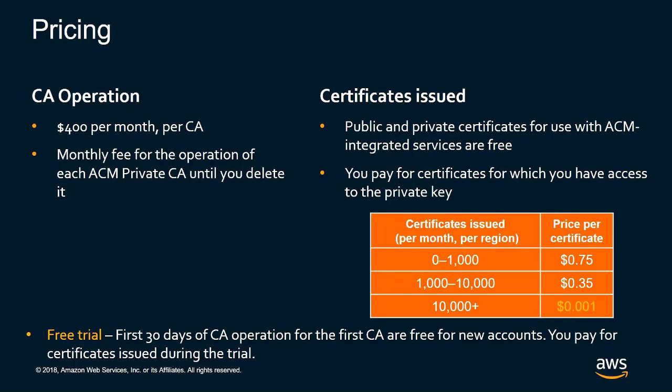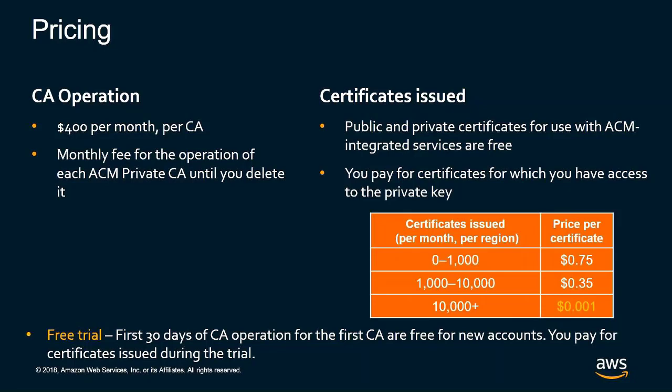You pay for certificates for which you have access to the private key. So either if you request certificates through standalone mode, or if you request them through ACM and export them, you pay for those certificates. Up to 1,000 certificates, you pay 75 cents. 1,000 to 10,000, you pay 35 cents. And 10,000 or more, you pay 1/10 of a cent for those certificates. So the intent of our pricing is to allow you to scale up and automate certificates, and as you get to high scale, you pay very little additional for each certificate that you issue.